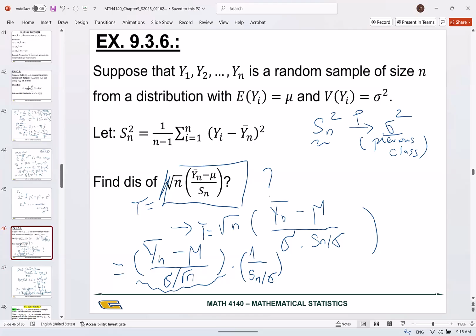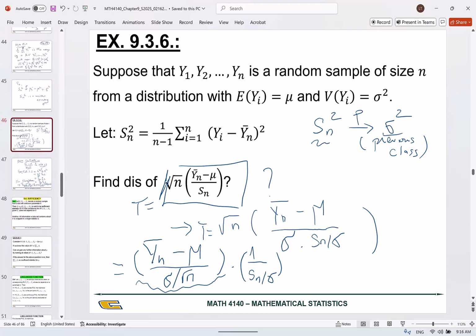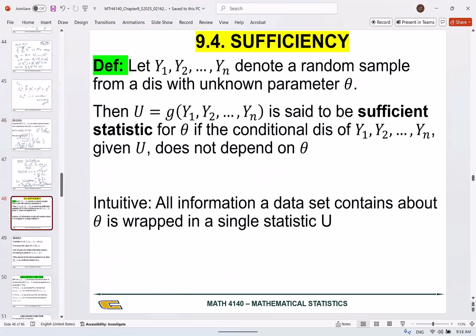Okay, so now let's move on to sufficiency. Sufficiency is a very important concept. Basically, it tells us what you really need to learn about the unknown parameter theta.